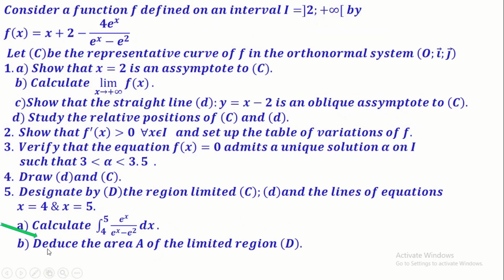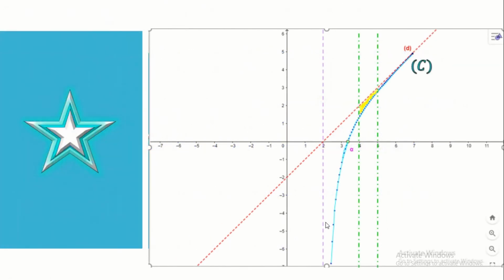Now finally, deduce the area A of the limited region D. First, let's see this region. It's limited between the curve C and the straight line D, which is the asymptote to C. Also, it's limited between the straight lines having equations x equal 4 and x equal 5.